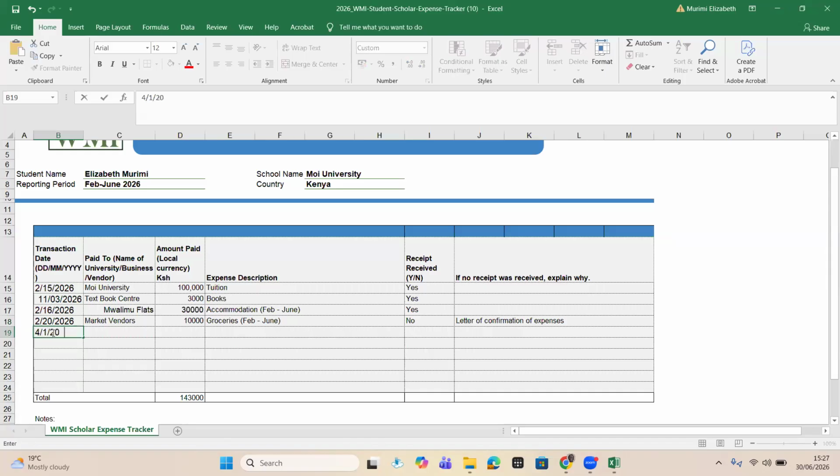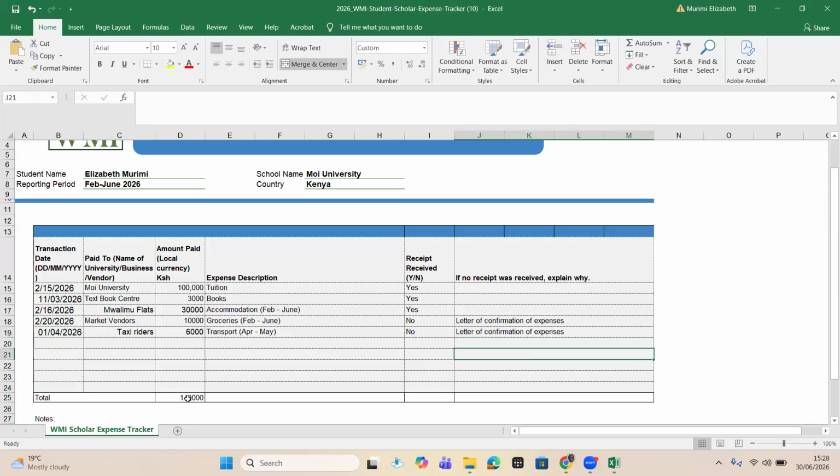First, I have my transport. So this would be taxi riders or something like that. Another possibly 6,000. Transport. Okay, maybe mine is from April to May or something. I don't have receipts. No, I don't have receipts. So it's in my letter of confirmation of expenses.